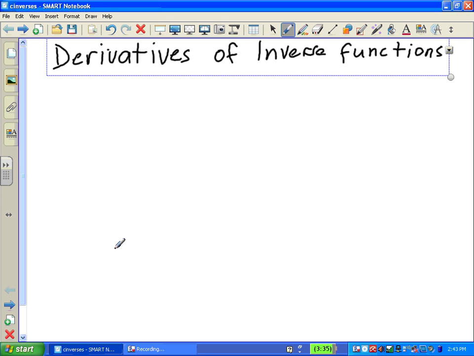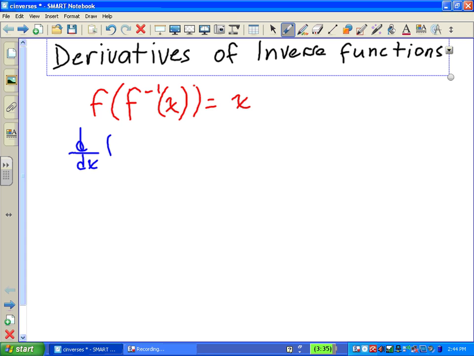Okay, let's see if we can find a general formula for the derivative of any kind of inverse function. With an inverse, we know that f of f inverse of x equals x. That's by the definition of inverses. So let's take the derivative of both sides. So that is the derivative with respect to x of f of f inverse of x equals the derivative of x with respect to x.